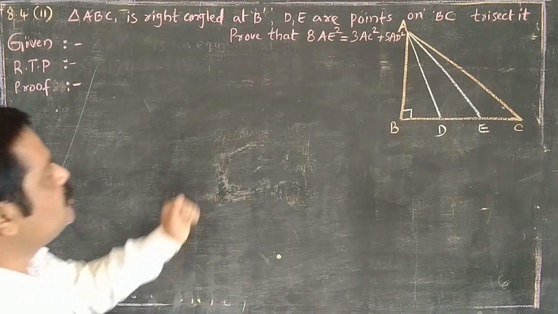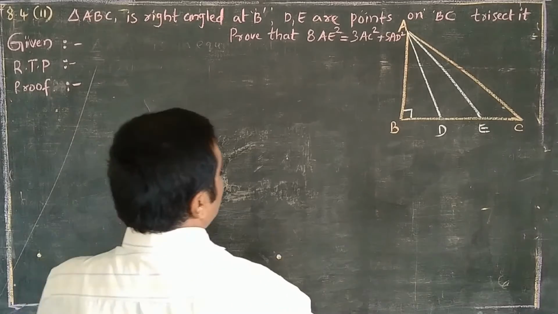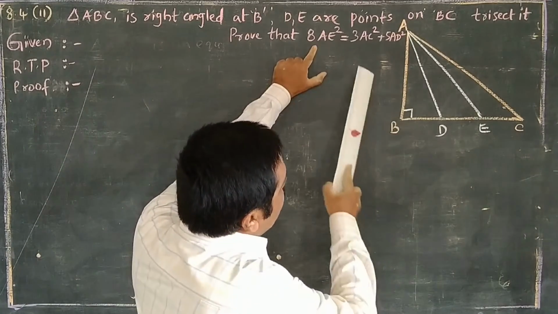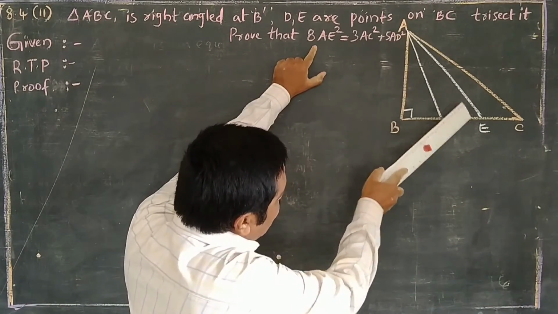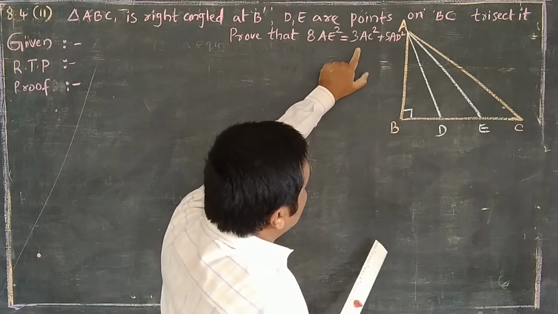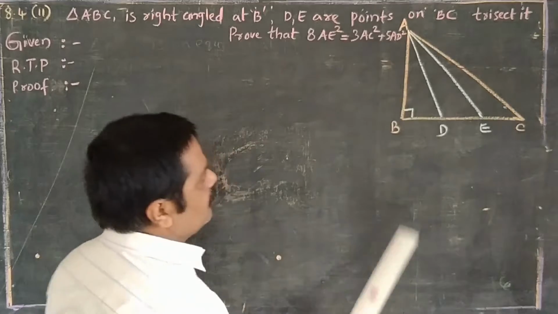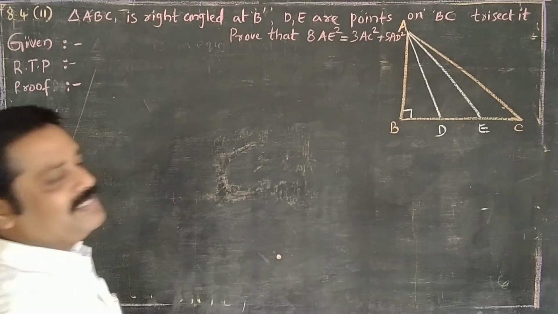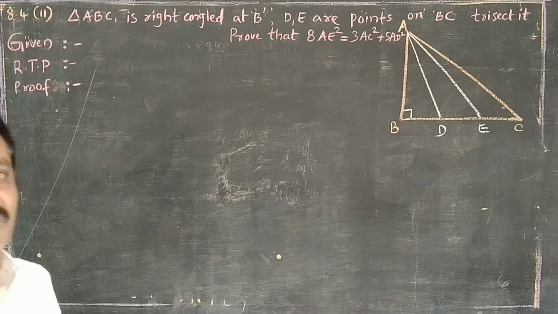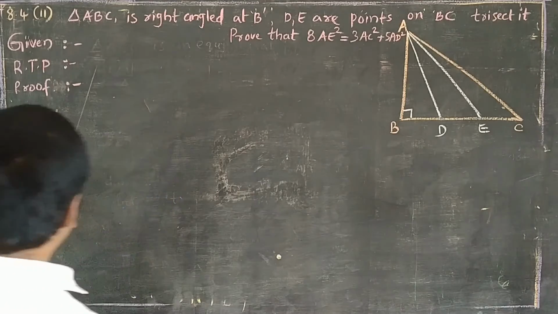And it also asks to prove, very interesting, 8AE square is equal to 3AC square plus 5AD square. Only focus on these three lines. This is an important question, okay. Given.